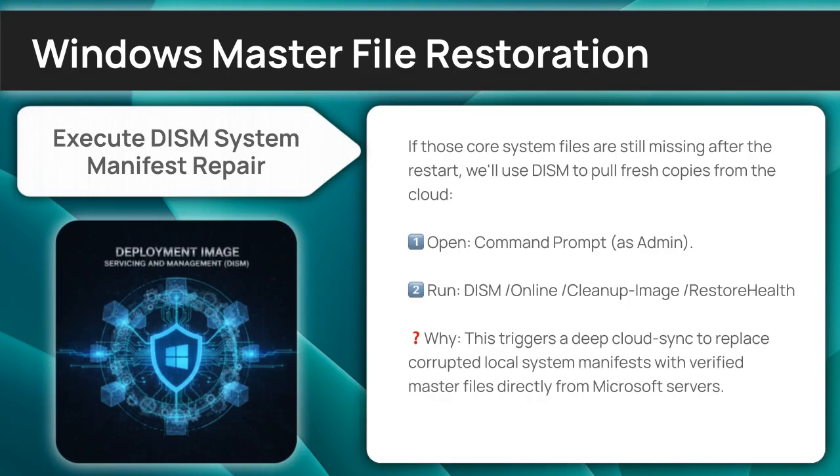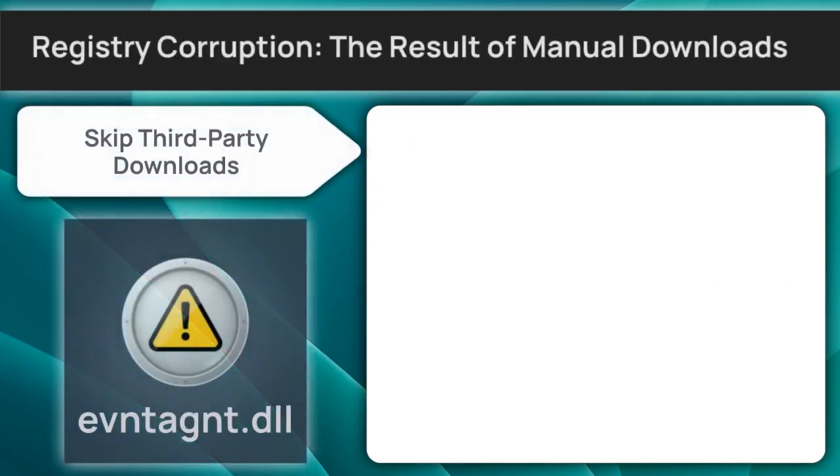Second, you're going to type DISM /online /cleanup-image /restorehealth, then hit enter. Why are we doing this? Well, this triggers a deep cloud sync to replace corrupted local system manifests with verified master files directly from Microsoft servers. Before you wrap up the repair, let's ensure you're following the safest path for your system.